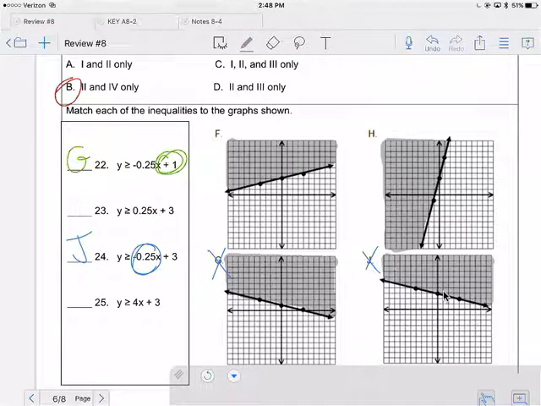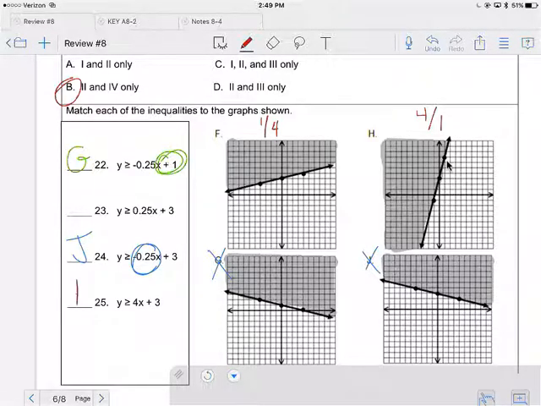So now I'm looking between F and H. These both start at 3. These both have the same shading. I'm just looking at the slopes now. So F is going up 1, right 4. H is going up 4, right 1. So F is up 1, right 4. H is up 4, right 1.